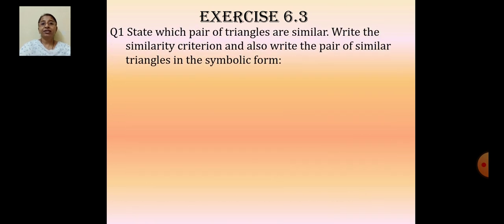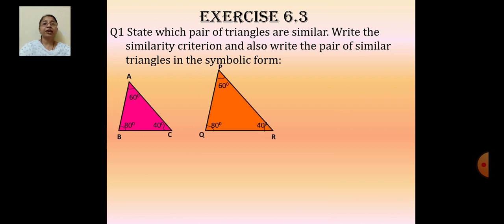So now we can start our exercise 6.3, and the question number 1 is very simple. There you have given pairs of triangles. The measures are also given. Just by observing the figure, you have to state by which criteria the triangles are similar, and also write the pair of corresponding parts. The question is: state which pair of triangles are similar, write the similarity criteria, and also write the pair of similar triangles in the symbolic form.